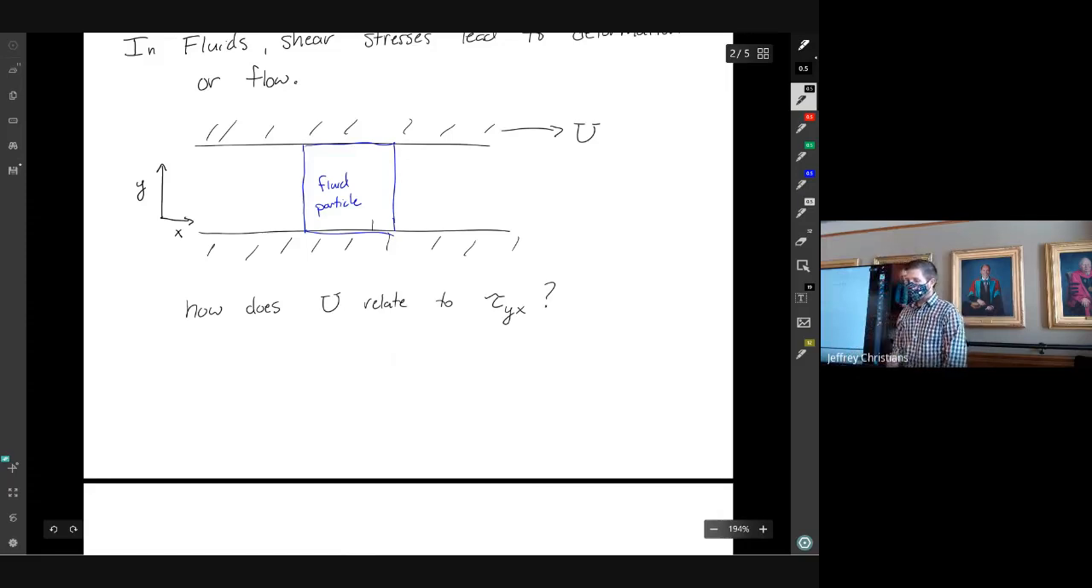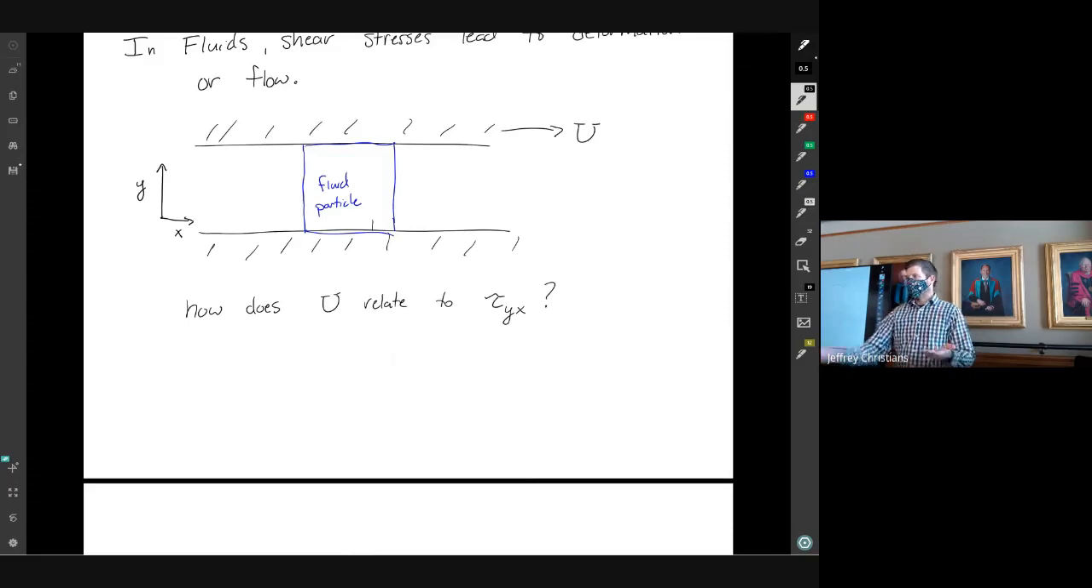So how does the velocity relate to the shear stress that we put on that fluid? Right, shear stress being force divided by area. Well, if you look at fluid motion, most fluids, that relationship between force and velocity is actually a really simple relationship. For most fluids, it's linear.